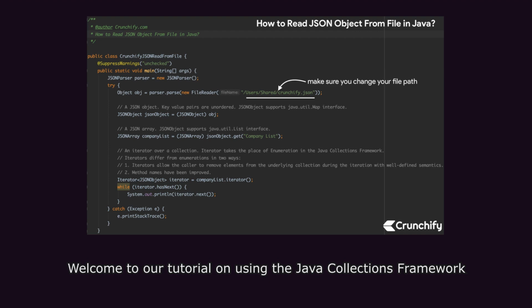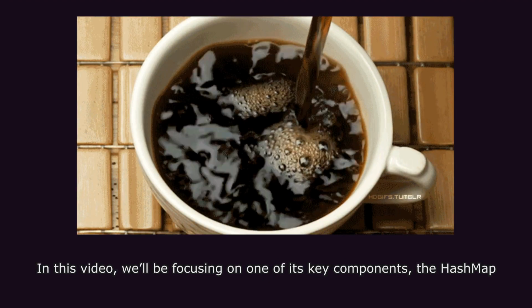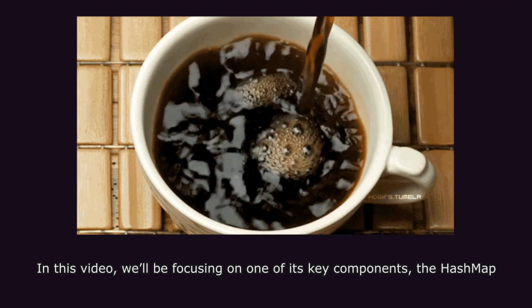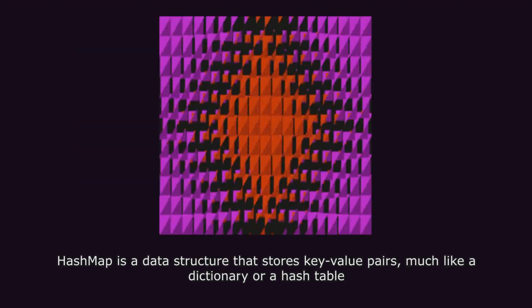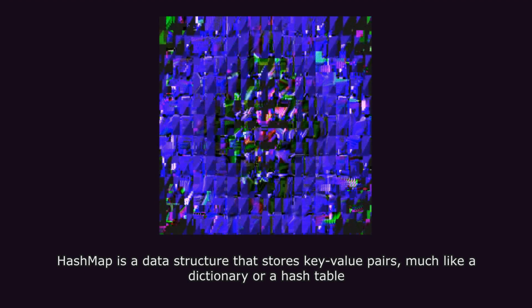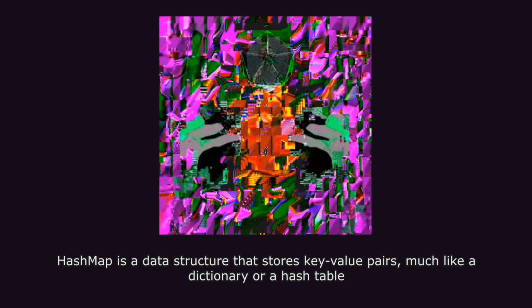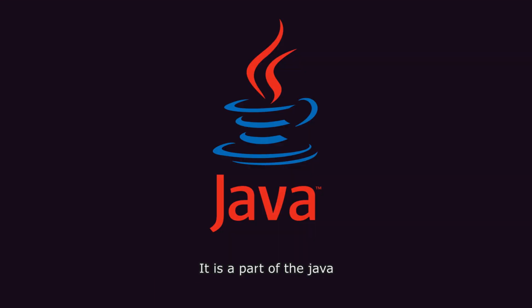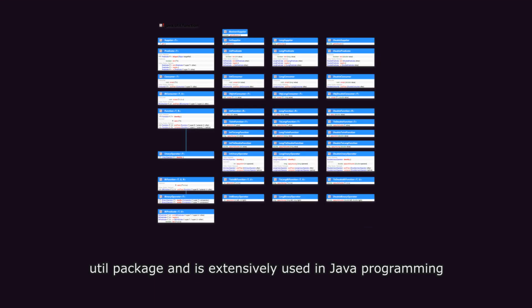Welcome to our tutorial on using the Java Collections framework. In this video, we'll be focusing on one of its key components, the HashMap. HashMap is a data structure that stores key-value pairs, much like a dictionary or a hash table. It is a part of the Java util package and is extensively used in Java programming.